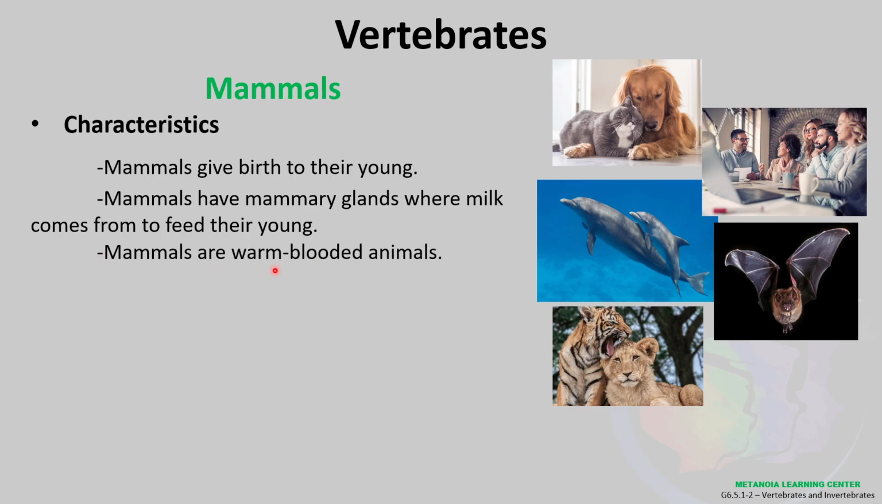Mammals are warm-blooded animals. So take note that mammals in general are warm-blooded animals. So in other words, we don't change our temperature. Most of the time, our temperature will just range somewhere around 37, 38, ganun lang. 37, may fever na kayo.